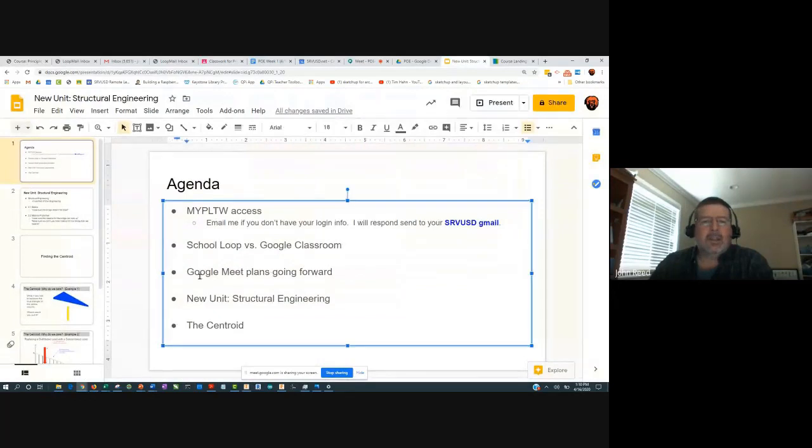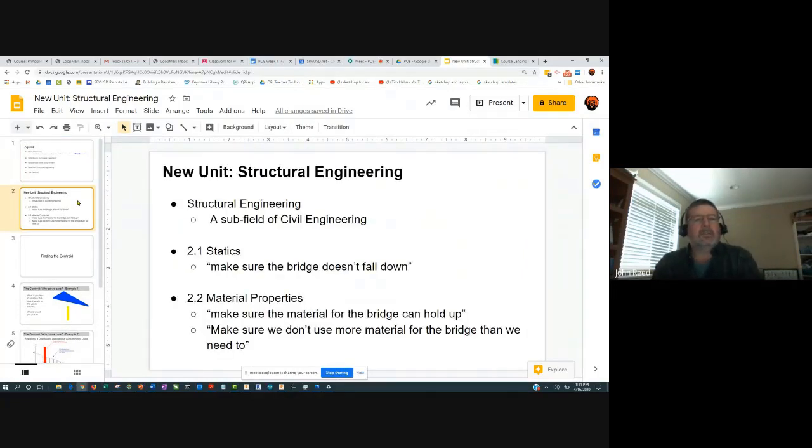So that's that. Okay, in terms of the Google Meets going forward, I think I'll have one per week unless there's strong interest in having more of those. The next one will probably be next Tuesday at 1 o'clock. We're going to start a new unit, structural engineering. I'll talk about that in a minute. And then today we're going to focus on this thing called the Centroid. And again, just chime in if you have any questions.